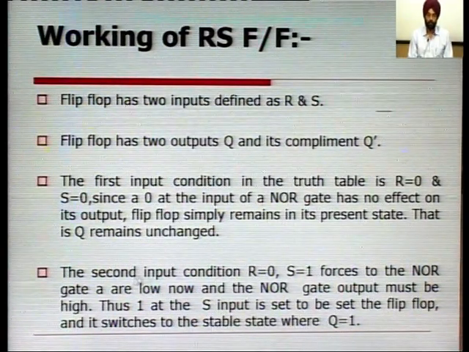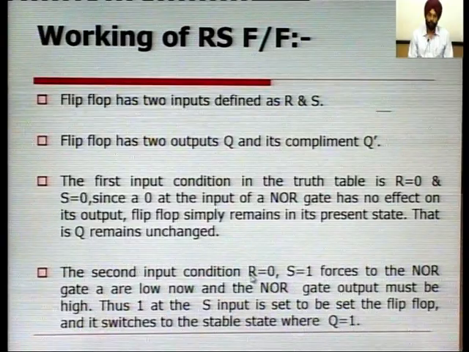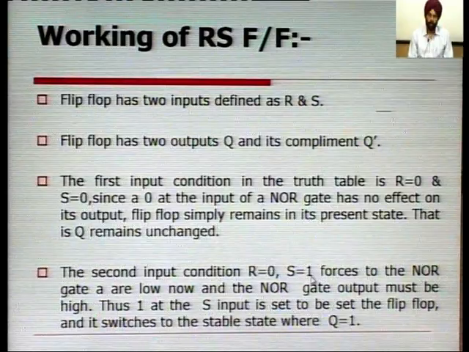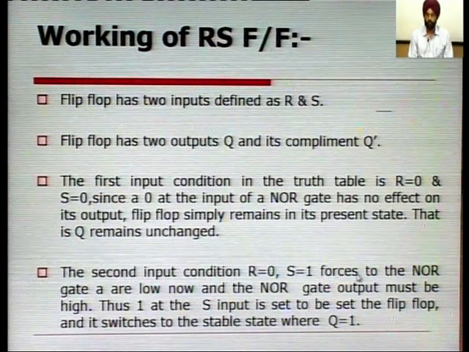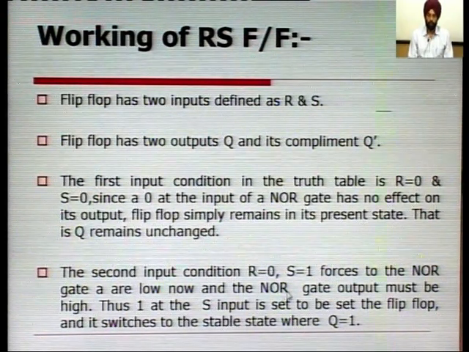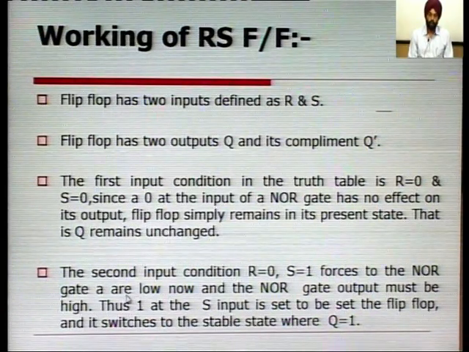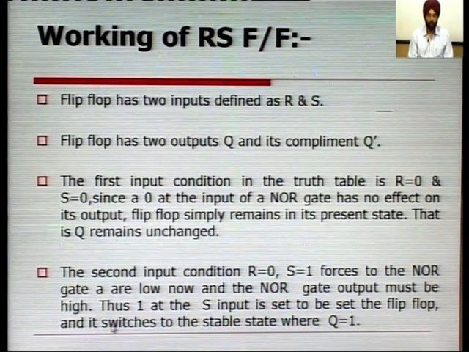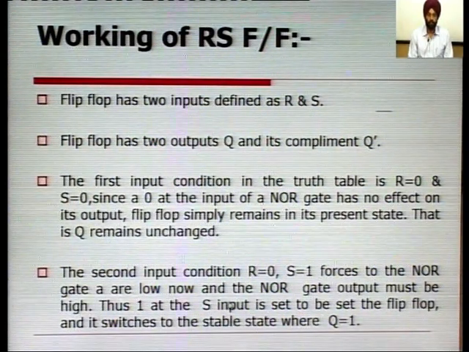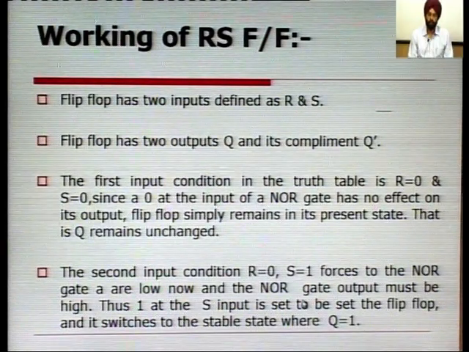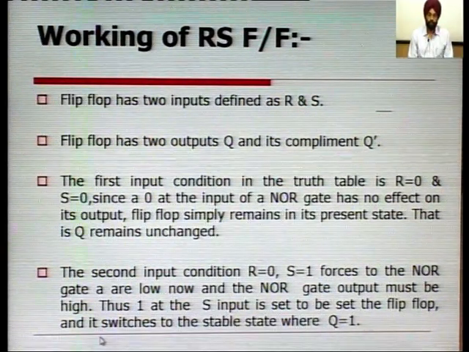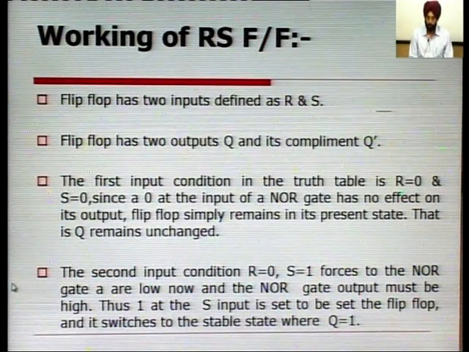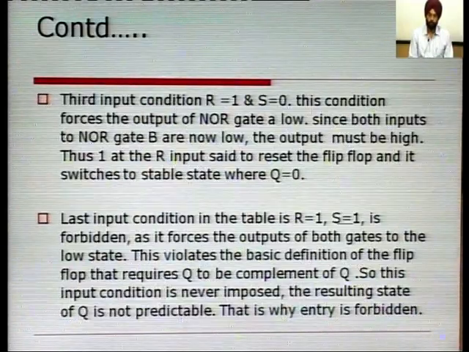The second input condition in the truth table is R is equal to 0 and S is equal to 1. This condition forces the NOR gate output low, and now with R low, the other NOR gate output must be high. Thus, 1 at the S input is said to set the flip flop, and it switches to the stable state where Q is equal to 1 and Q bar is equal to 0.